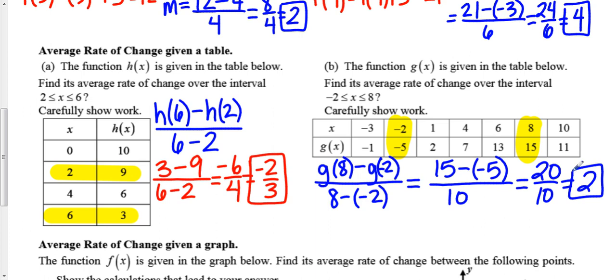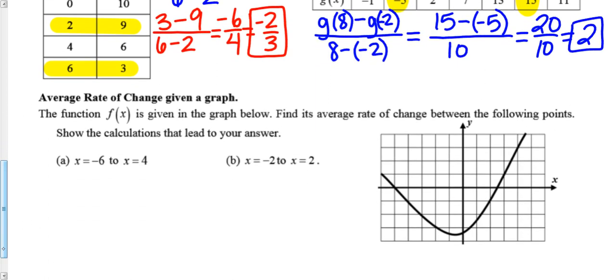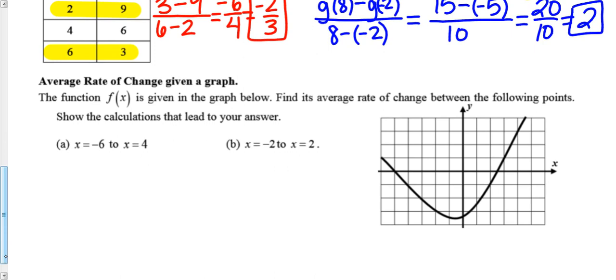The last thing we're going to do is find the average rate of change when given a graph. The function f of x is given in the graph below. We're going to find the average rate of change between the following points and show the calculations that lead us to our answer. Very similar to the table, we find x equals negative 6 and its corresponding y. On my graph, here is negative 6, and then x equals positive 4 is right over here. I mark those in blue.